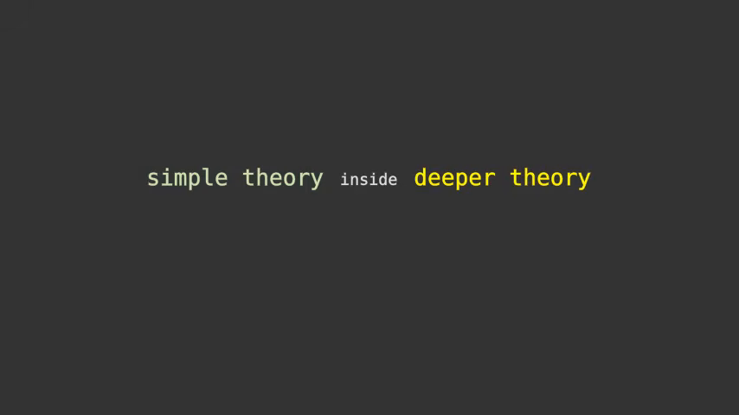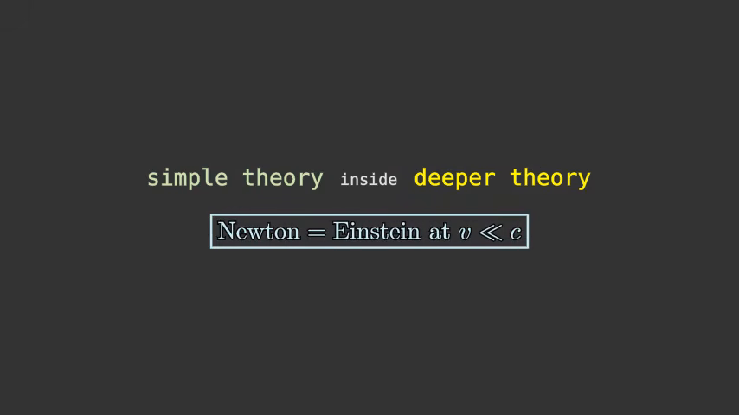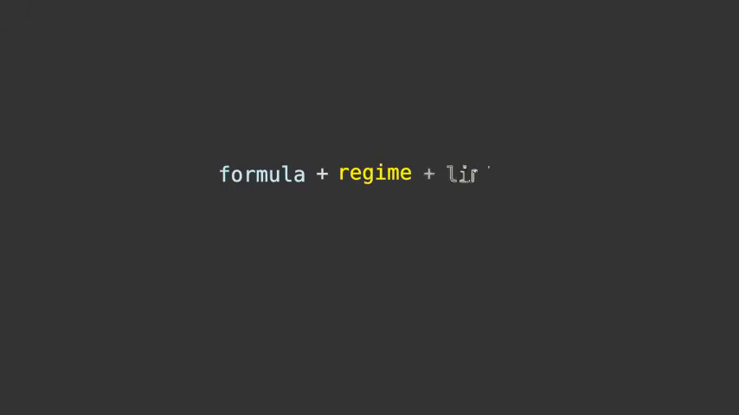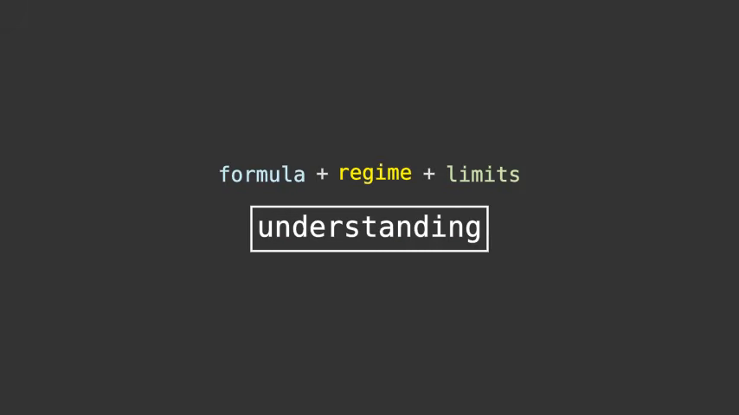A simpler theory can be excellent without being final. It can be the local form of a deeper theory. Taylor series gives us a mathematical bridge between those levels. It tells us not only how to approximate, it tells us why an approximation works when it works and when we must move beyond it. So the world we experience every day is not false. It is local. It is the part of a deeper structure that becomes visible in our regime. And understanding a theory means knowing its formula, its regime, and its limits.